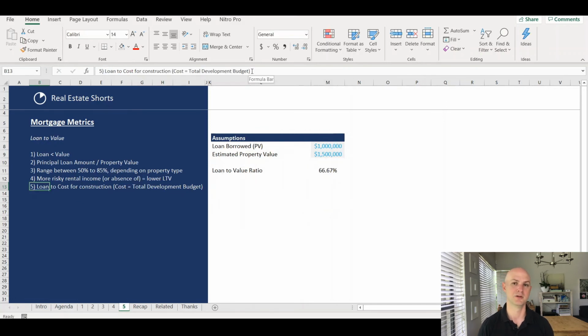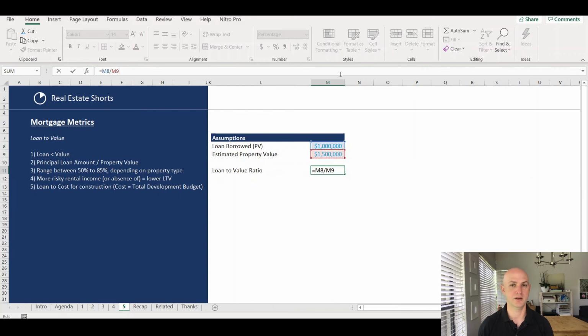The last metric is going to be loan to value or loan to cost. In this case, we have $1 million being requested as a loan, and the property has a value of $1.5 million. So 1 million divided by 1.5 million gives us roughly 67%. The ratio itself is very straightforward: how much are you borrowing relative to how much the property is worth?